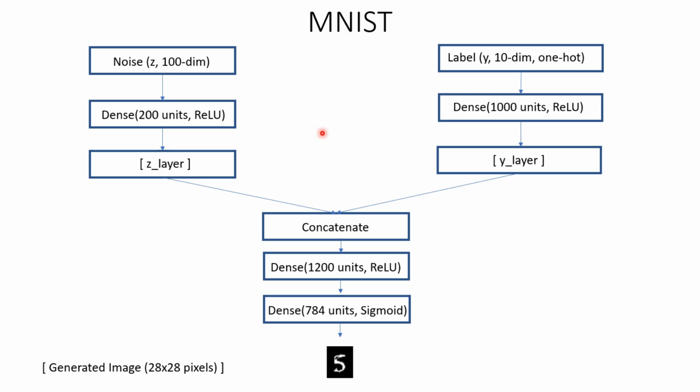This paper presents two applications of this algorithm. The first is for MNIST. As we can see in the picture, for the generator G, we have a 100-dimensional noise and one-hot encoded digit labels as conditions. We first map both the noise and the labels to a dense layer, then concatenate them and pass the result to another dense layer. Finally, we apply a dense layer with the sigmoid activation function to generate a 28 by 28 pixel image for a digit.